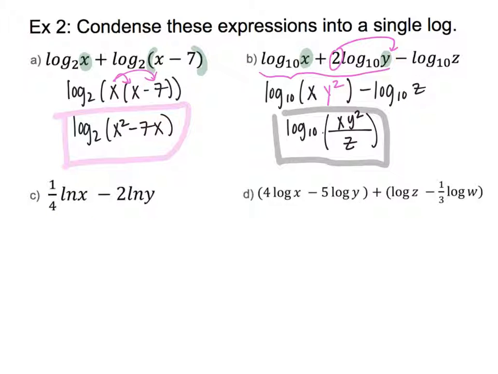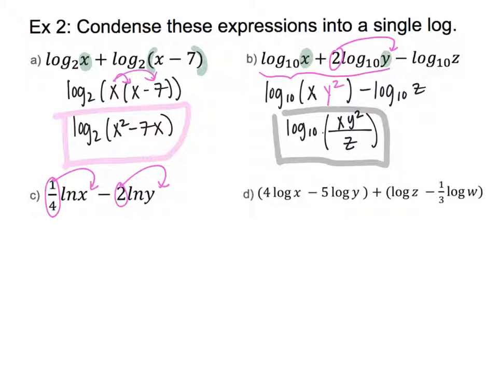Okay, let's take a look at C next. C here, you'll notice, has a number in front of the natural log. And just as a reminder, natural logs work the same way as regular logs when it comes to the properties. So going back to what I said before, there is a number in front of the natural log, so that represents the exponent. So what I'm going to do is just bring that back into the natural log.